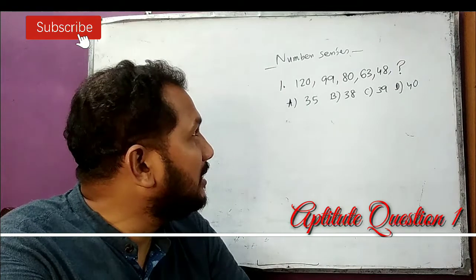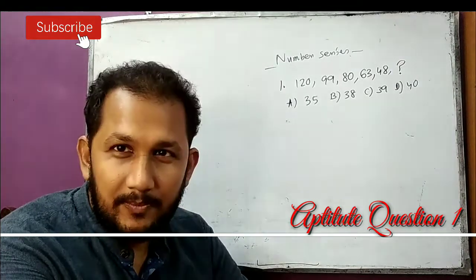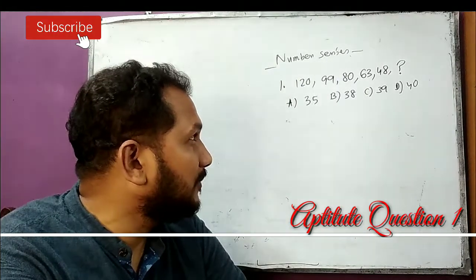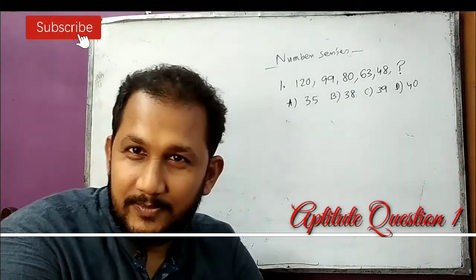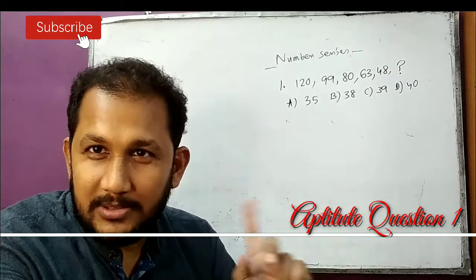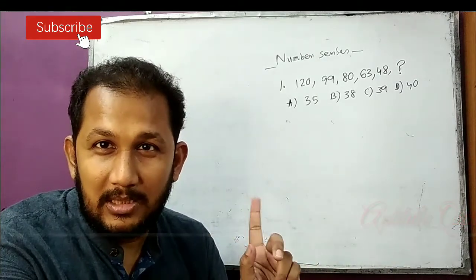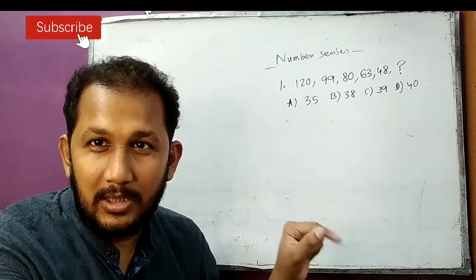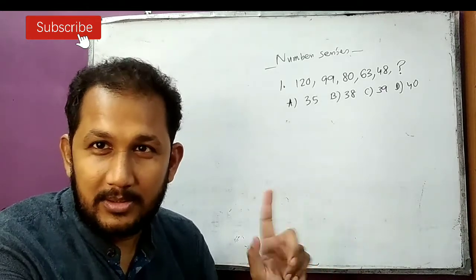120, 99, 80, 63, 48, question mark. There are four options: 35, 38, 39, 40. What will be the correct answer? Now your time starts now. Just give the answer in the comment box within the specified time. Try it.